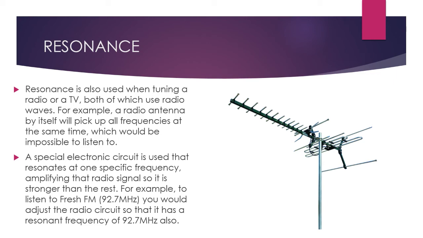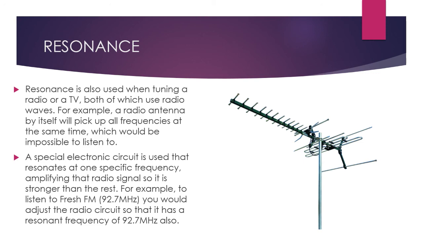Without going into too much detail, because it's quite complicated, basically the antenna in your radio or your TV is connected to a special electronic circuit that's designed to resonate at one particular frequency. That works because radio and TV are examples of electromagnetic waves. Just like sound waves can resonate, and just like vibrations in bridges can resonate as well, electromagnetic waves can also show resonance. So what we're trying to do here is get an electronic circuit that resonates at one particular frequency. And what that does is it amplifies that one particular frequency so it's stronger than the rest.